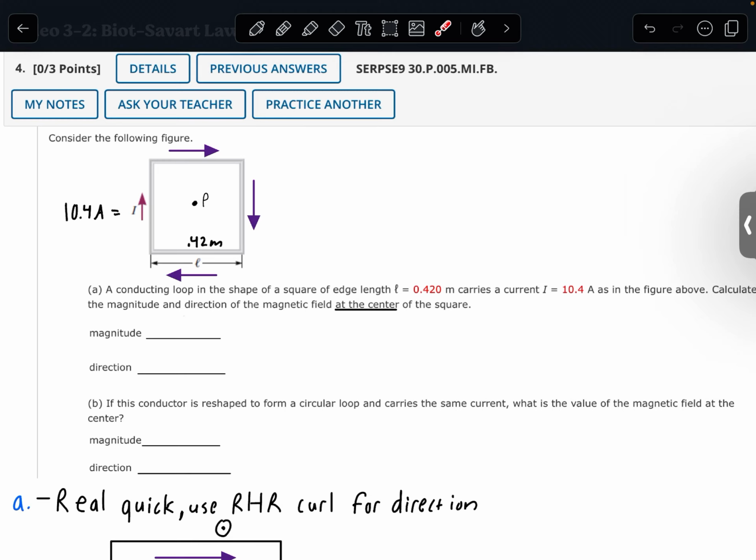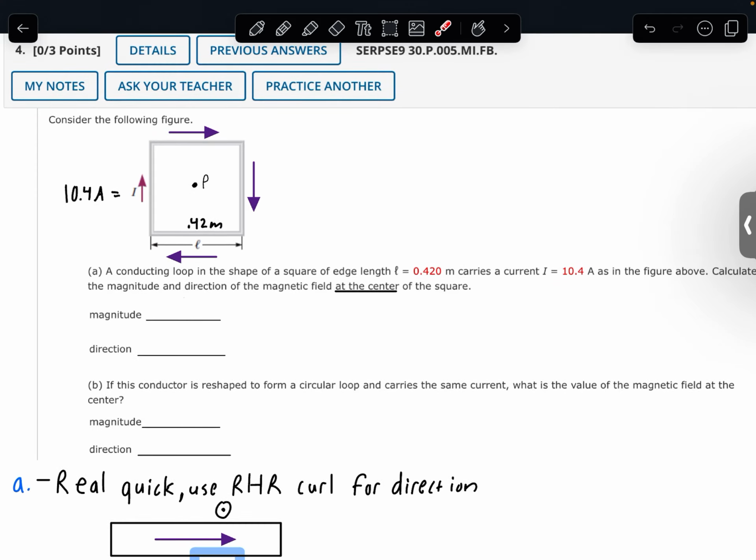So here we go. Consider the following figure. I will describe it in a moment. I'll just let the problem do it. A conducting loop in the shape of a square of edge length L equals 0.42 meters carries a current I equals 10.4 amps, as in the figure above. Calculate the magnitude and direction of the magnetic field at the center.